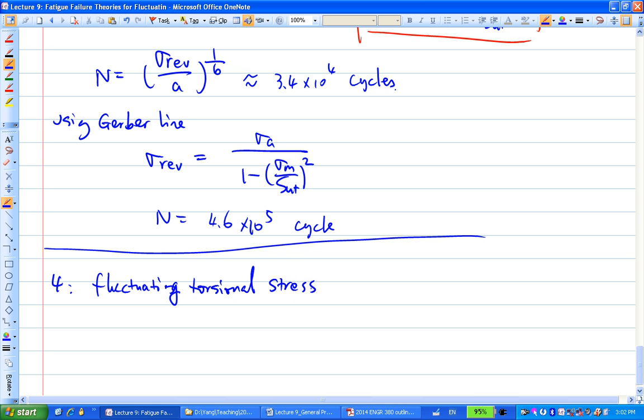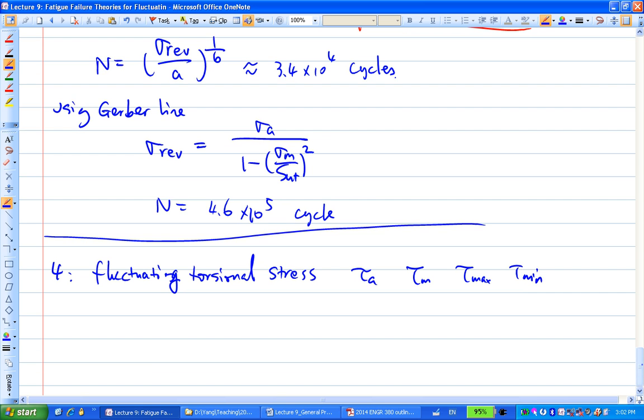Okay, so fluctuating torsional stress. Essentially, what we're dealing with is tau a, tau m, or maybe tau max and tau mean, right? That's fluctuating torsional stress. So no need to rederive everything. All you need to do is a few replacement steps. First of all, your sigma a is replaced with tau a. Your sigma m is going to be replaced with tau m.